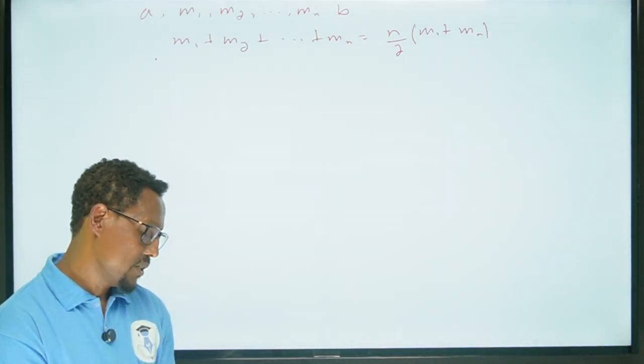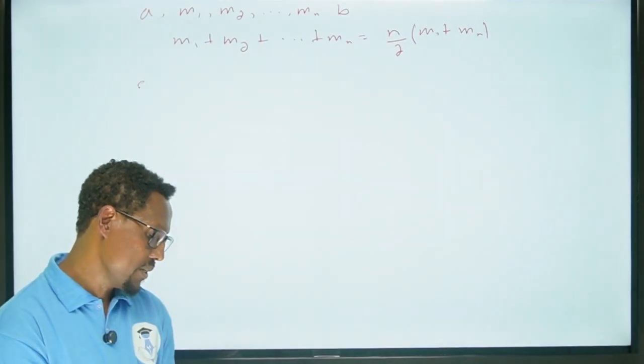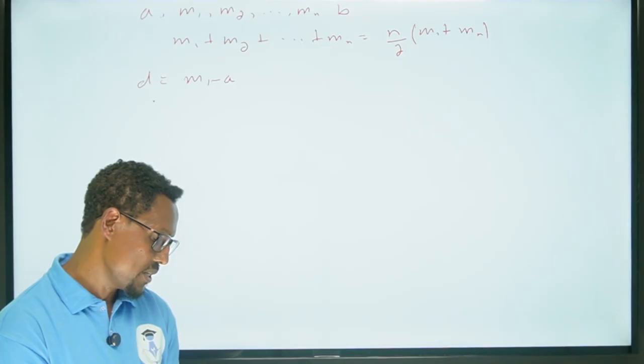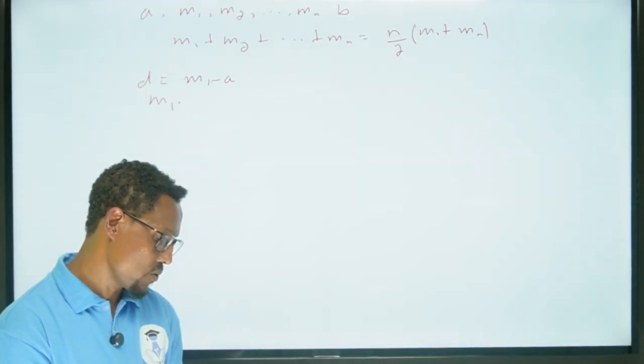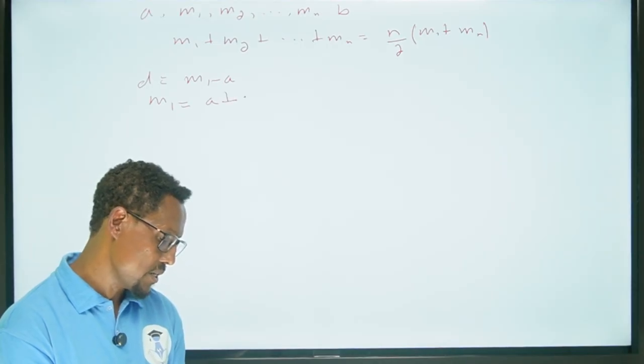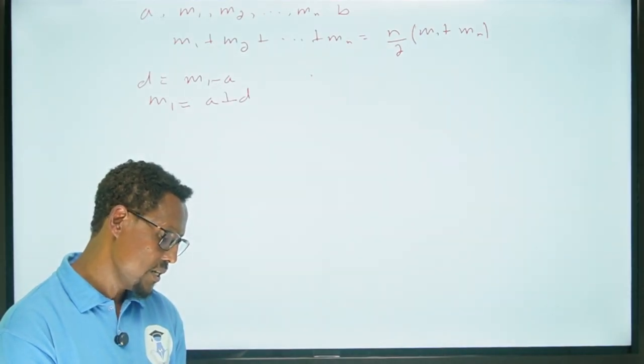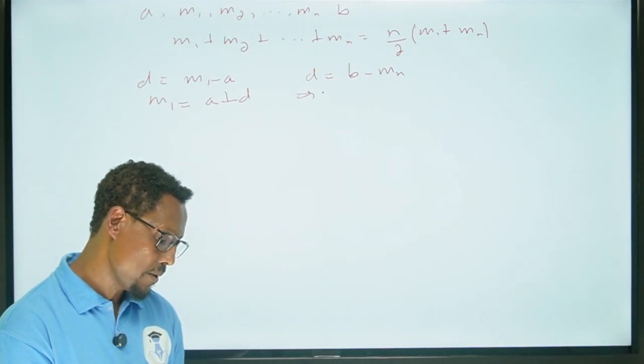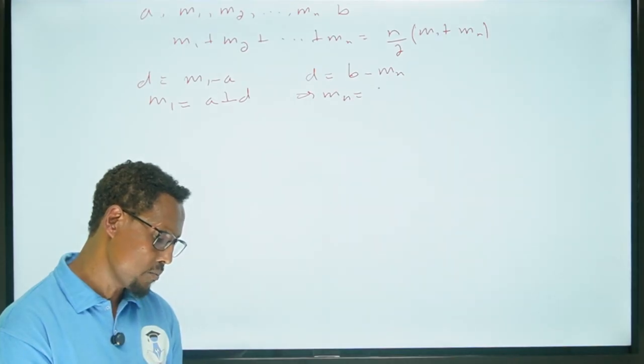Okay, but I know that d means m1 minus a, which means in this case m1 is equal to D plus A, or A plus D. And again, D is equal to B minus Mn, which means Mn is equal to B minus D.